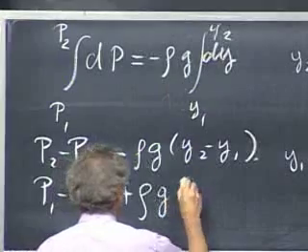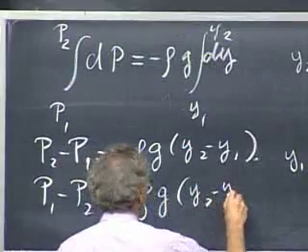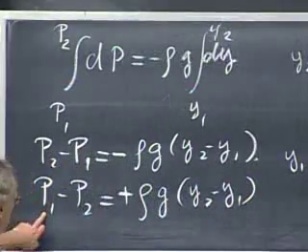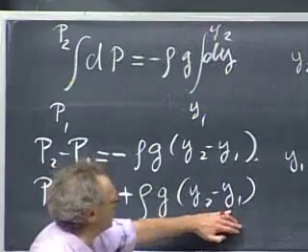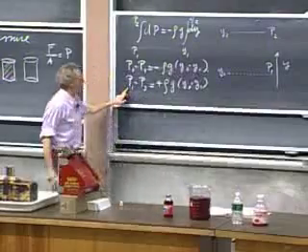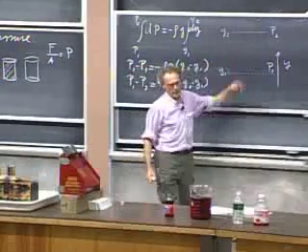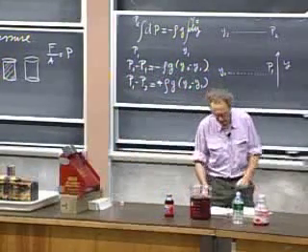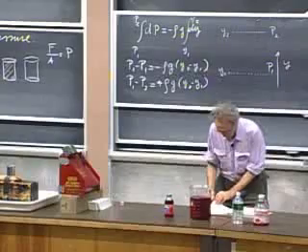I write a plus sign here, so I switch these around: P1 minus P2 equals rho g times y2 minus y1. So what it means is I see immediately that if y2 minus y1 is positive, this is higher than this, that the pressure at P1 is larger than the pressure at P2. But of course they are completely identical. So this is the hydrostatic pressure.